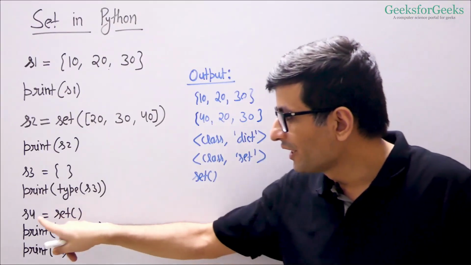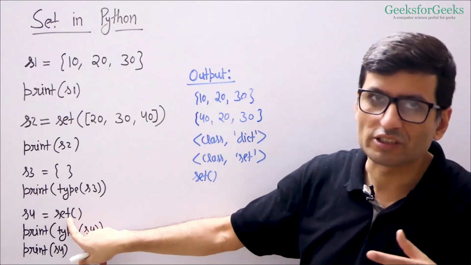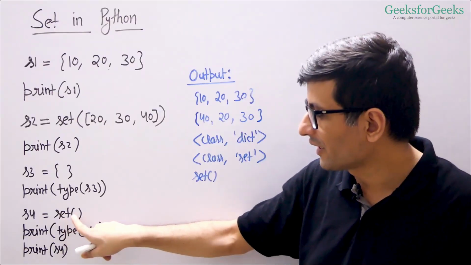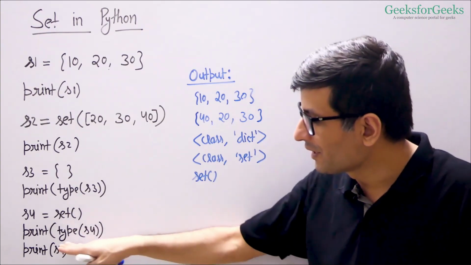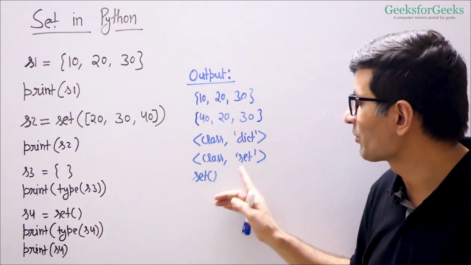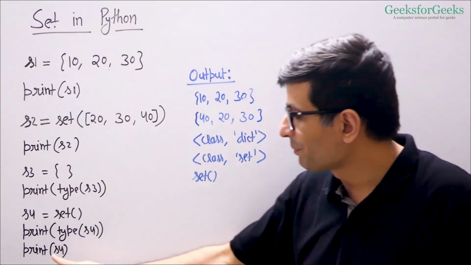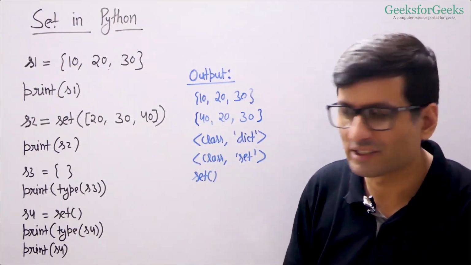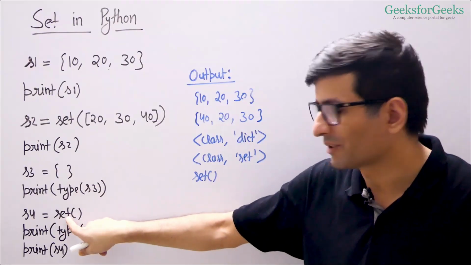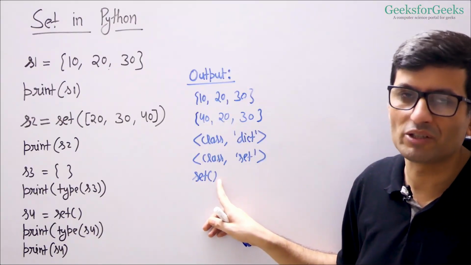If you want to create an empty set, you need to use the constructor style. You need to use set and then empty brackets. This creates an empty set. When I printed the type of S4, I got the output as set. Now when you print an empty set, it again does not print empty curly braces like this. It prints something like this, set and then empty normal brackets.